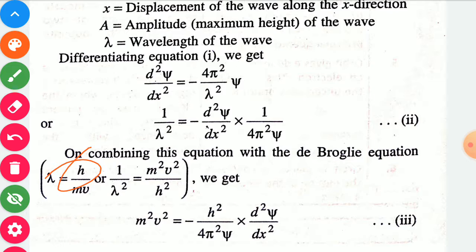So taking m square v square only, it is found to be equal to d square psi upon dx square into 1 upon 4 pi square. Since in m square v square upon h square we are taking only m square v square on the left side, h square will be multiplied on the right side. So m square v square is equal to minus h square upon 4 pi square psi multiplied by d square psi upon dx square.